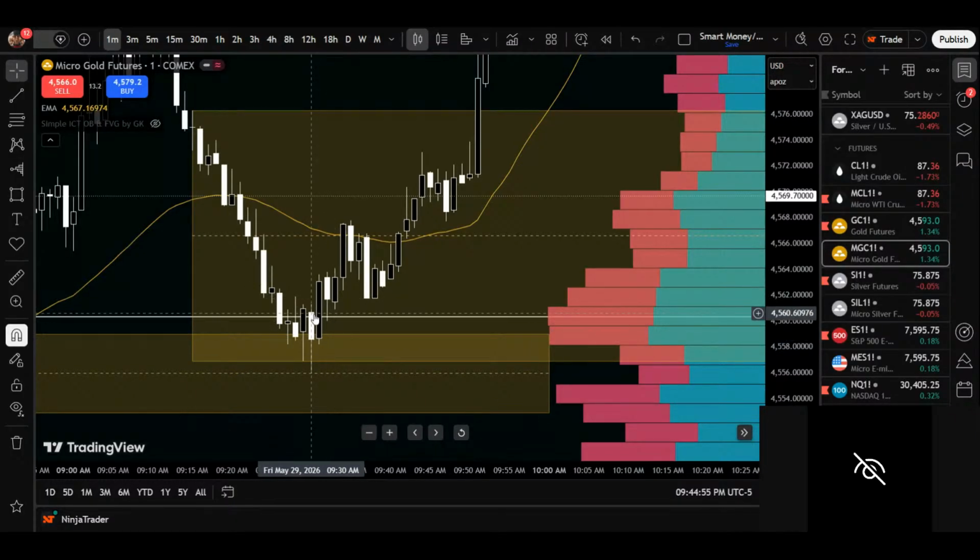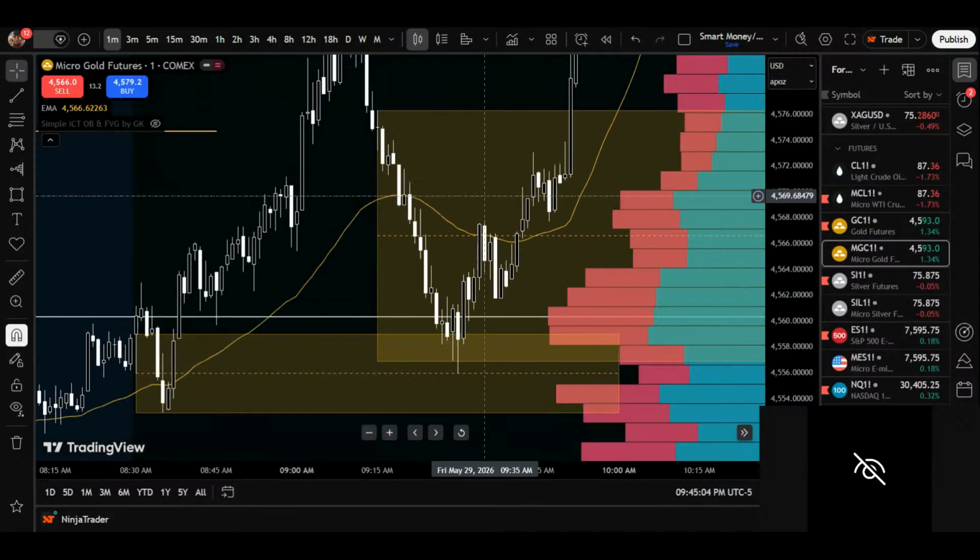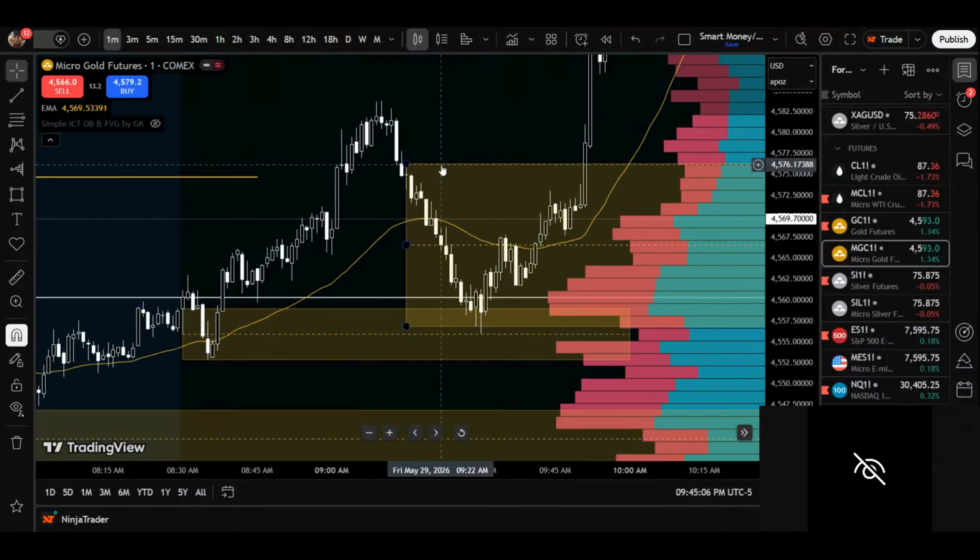Could have taken that change in the state of delivery there, or could have waited till price went up, came down, took it here. All right. And then target, remember, structure. Target this high right up here, 45.83. So from here, 58 to 83, that's almost 30 points. That's almost 30. That's like 25 points on gold.